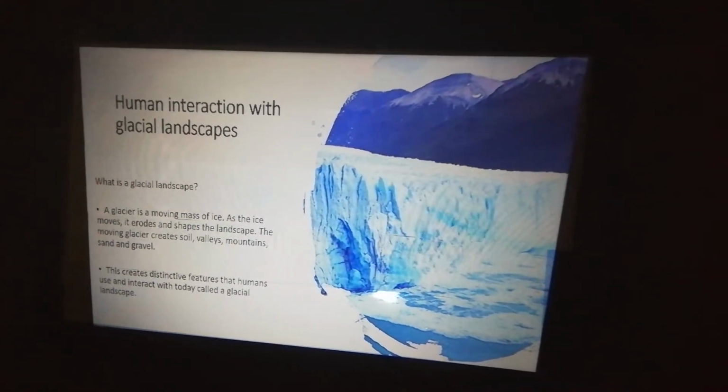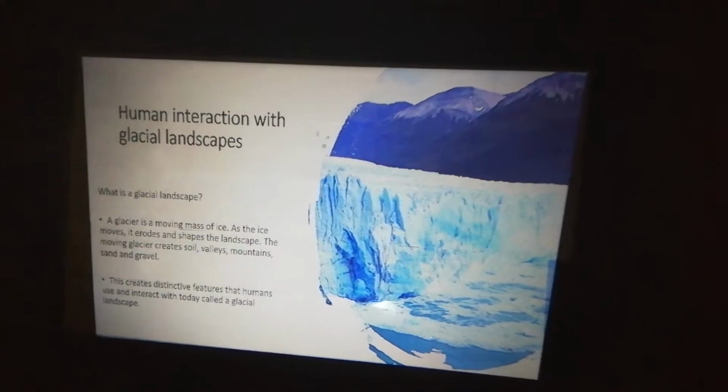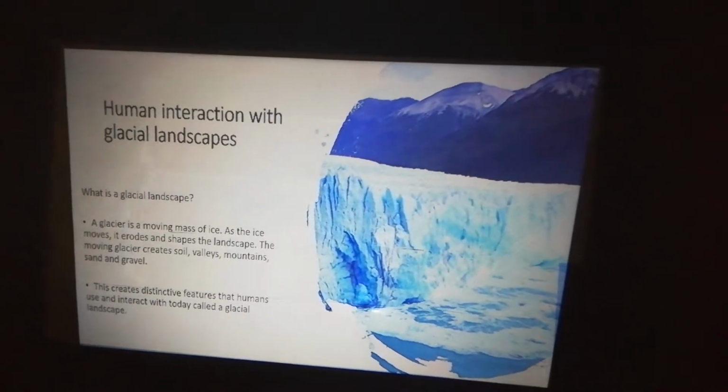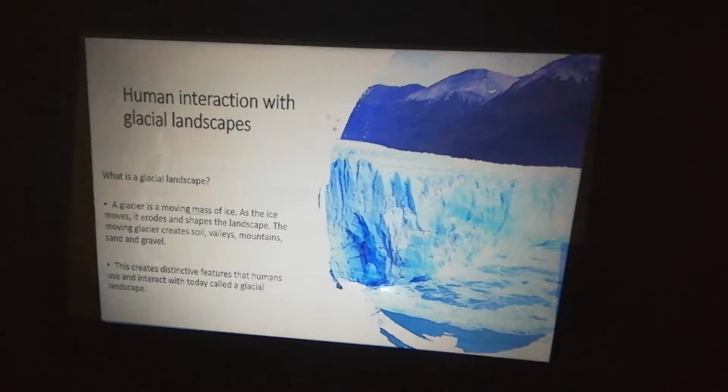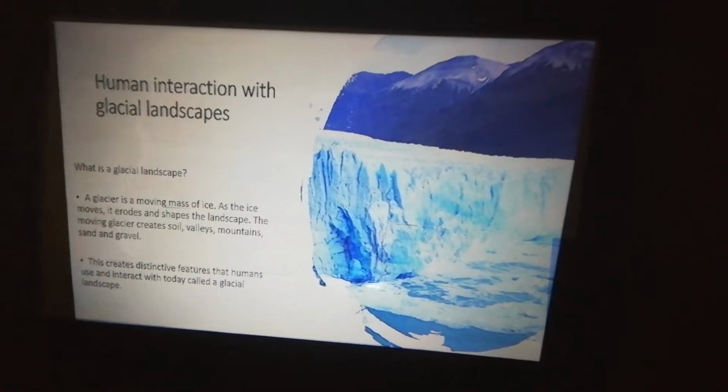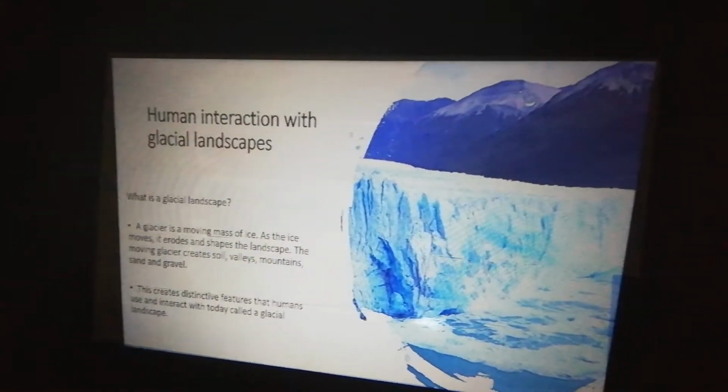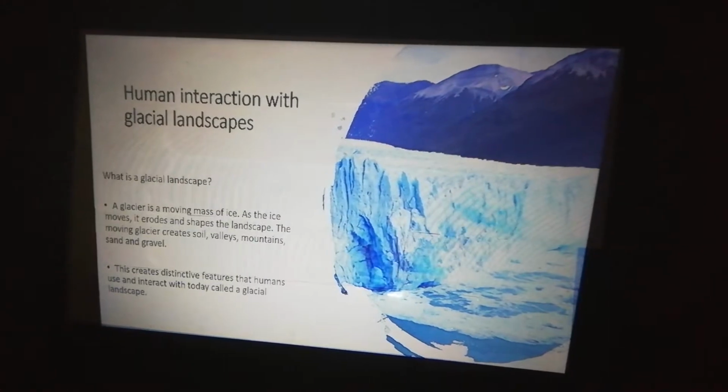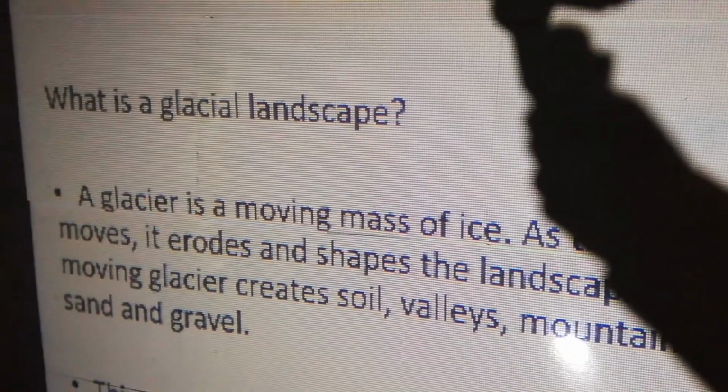So today's lesson, we are obviously still on the chapter of human interaction with the surface processes. Today we're going to focus in on glaciers, and how glaciers have shaped the landscape around us. First of all, what is a glacier? So a glacier is this thing here. A glacier is a large block of moving ice.